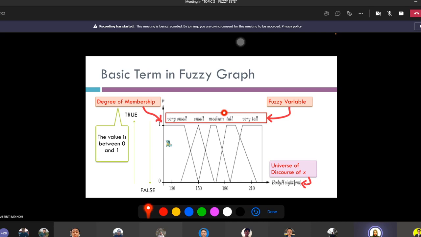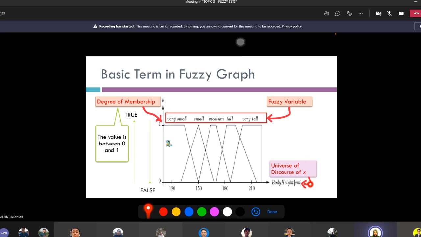Bila fuzzy value, how tall is she? She is quite tall. So dia dekat sini. Right, so dia kata that is a fuzzy value. Fuzzy value is a linguistic value used to describe the fuzzy variable. And the fuzzy variable itself also must be a linguistic variable lah. Okay, variable tu mesti be linguistic.